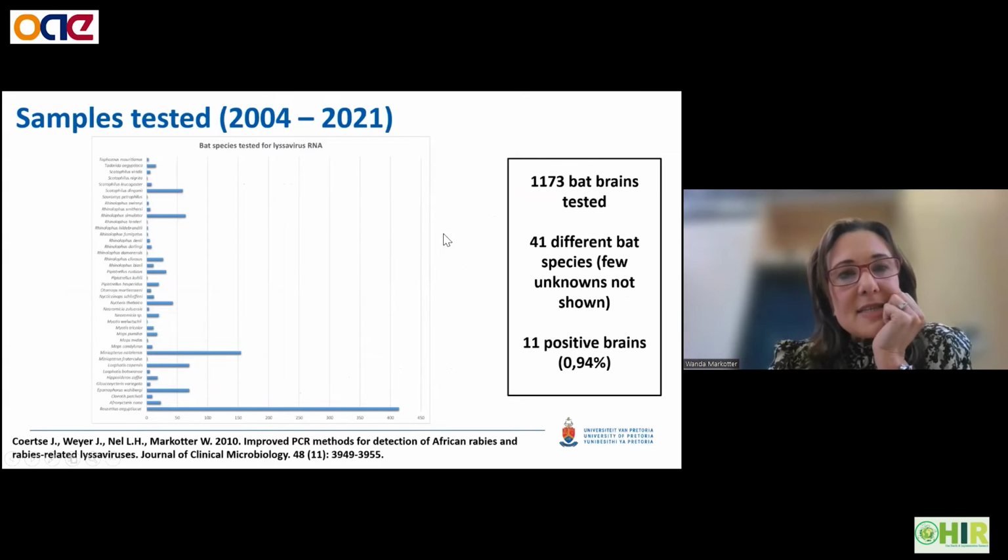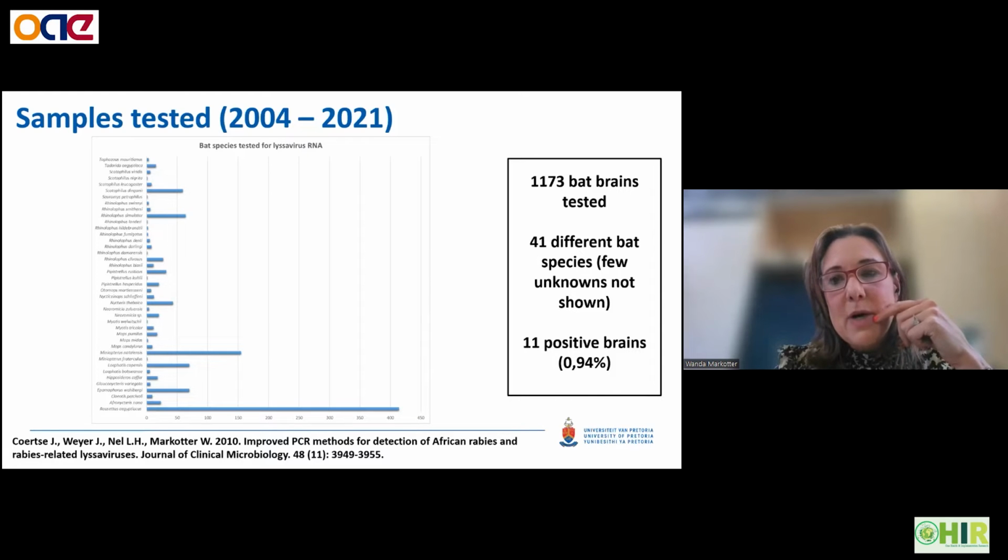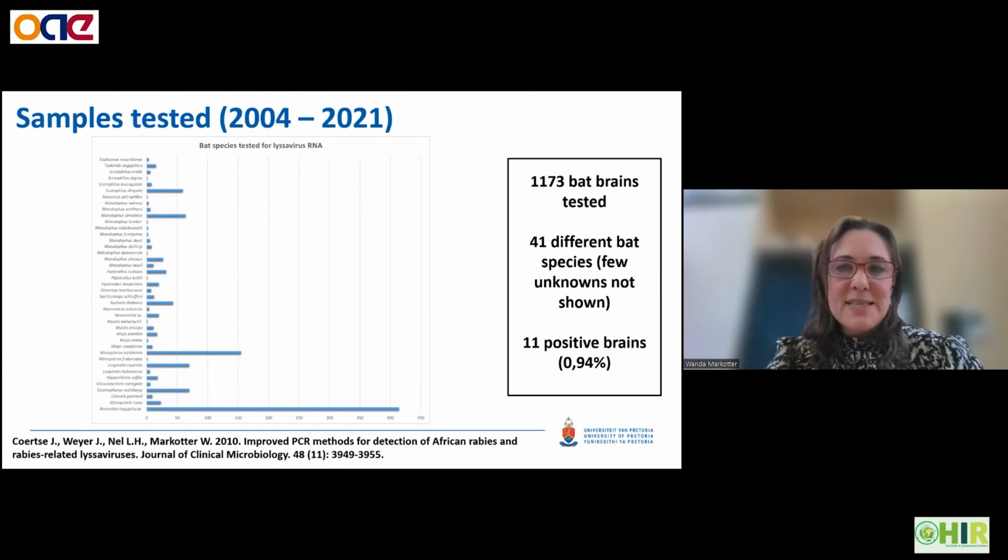So this is one of my recent summaries of what we've done over the years in South Africa since 2004. And this is just brain samples that we've collected from bats opportunistically because we had to take vouchers for other reasons. It includes the fruit bats, Rousettus aegyptiacus, that we do a lot of experimental work with. That's why we have so many vouchers. And we've tested over 1,170 brains throughout the 16 years of 41 different species in Southern Africa. There's a few that we're not sure about the species, so that's why I say a few unknowns that I haven't included, but that's only a few.